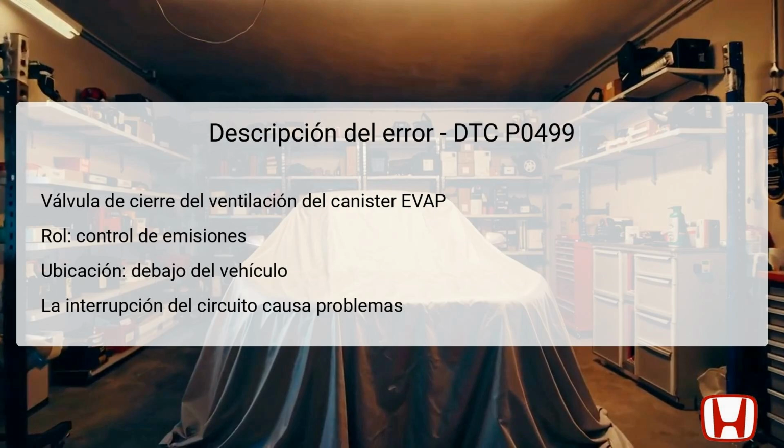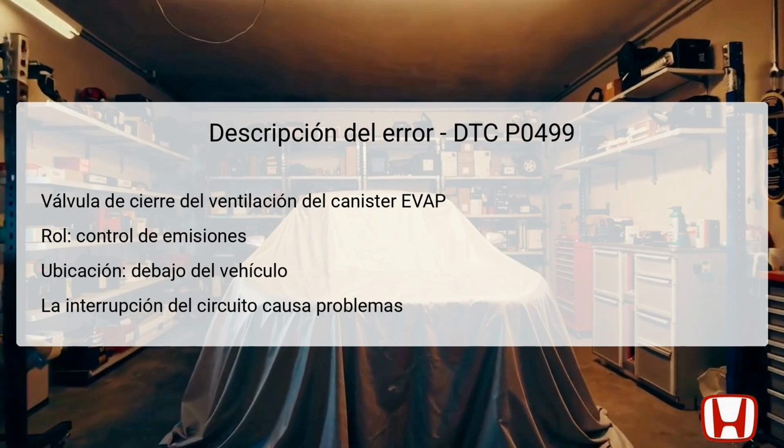DTC P0499 pertains specifically to the EVAP canister vent shut valve. This component plays a crucial role in the evaporative emissions control system by managing the flow of fuel vapors from the fuel tank to the engine for combustion. Located underneath the vehicle, this valve is activated by the powertrain control module, PCM, in response to various engine conditions. A fault within its circuit, indicated by high voltage, suggests there may be an electrical short or component failure.